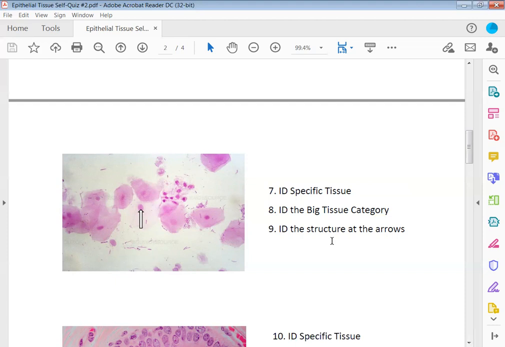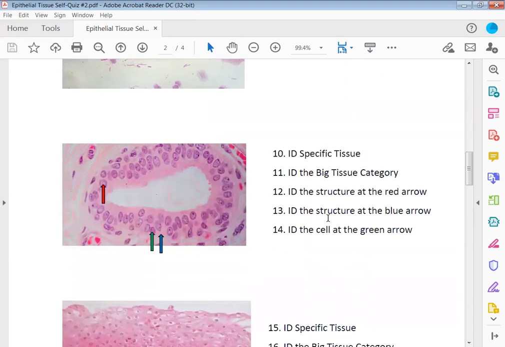Number 8, identify the big tissue category. Number 8, the big tissue category is going to be epithelium or epithelial. Number 9, identify the structure at the end of the arrow. Number 9 would be the nucleus.